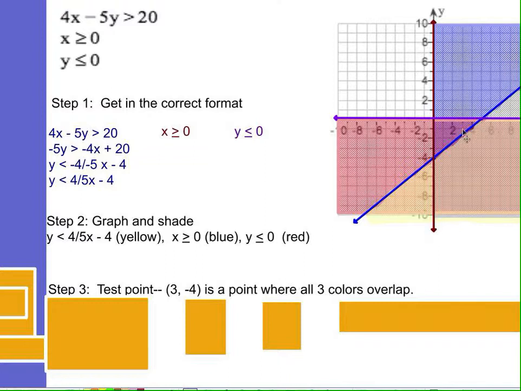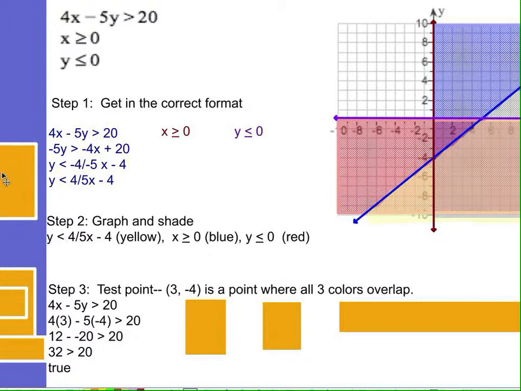So I pick a test point. This time I picked 3, -4, which is right here. That's my test point. So once again, I plug it into my original equations.